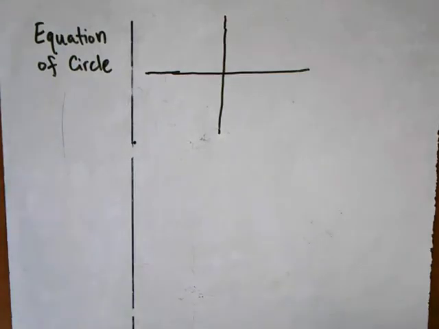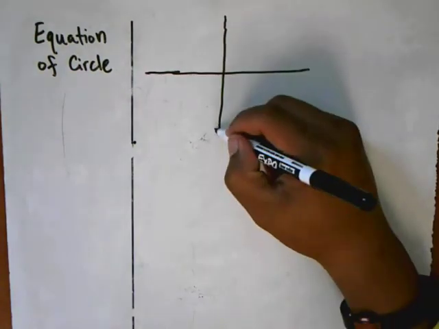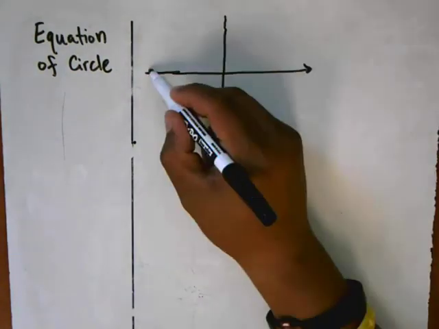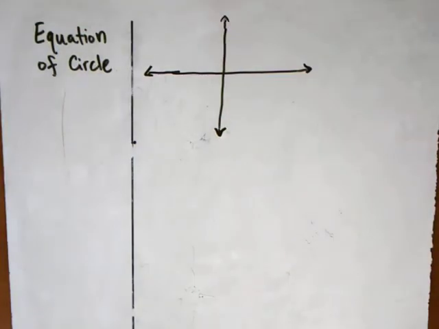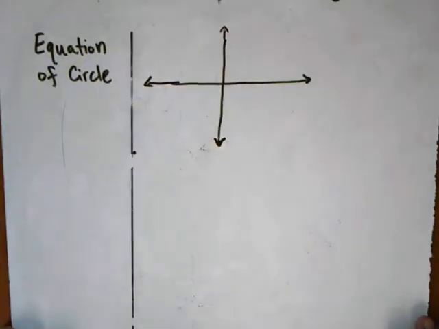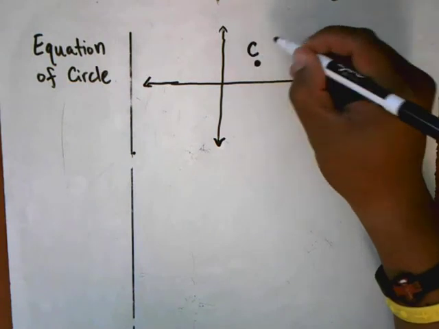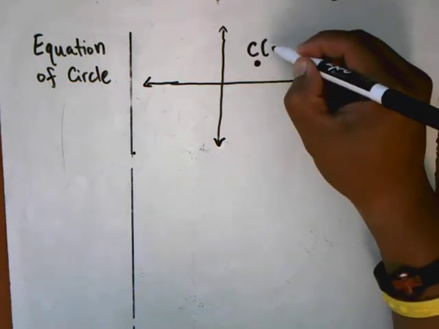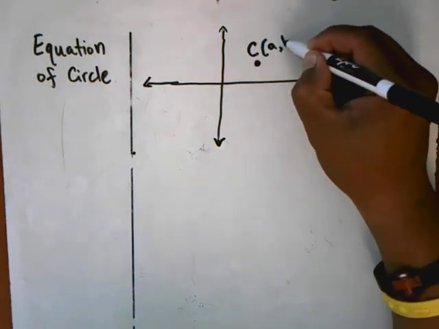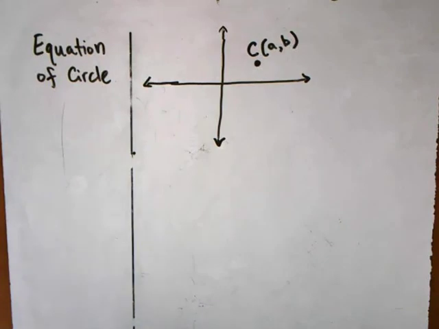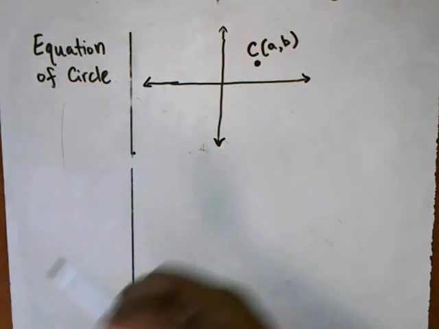Okay, so now we're going to extend the idea of the distance formula by trying to use the distance formula to find the equation of a circle in a coordinate plane. So let's define our circle and give it some names here. Let's start out with a point here, the center of the circle. We'll call that point C, and its coordinates are a and b. We don't know what the coordinates are, so we'll just use a and b to describe it.